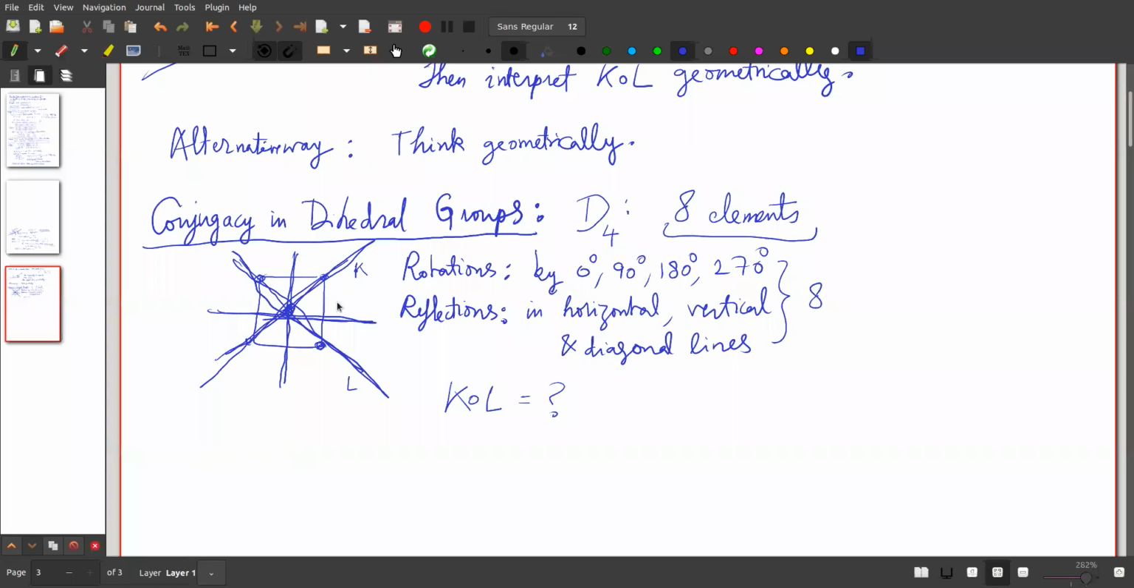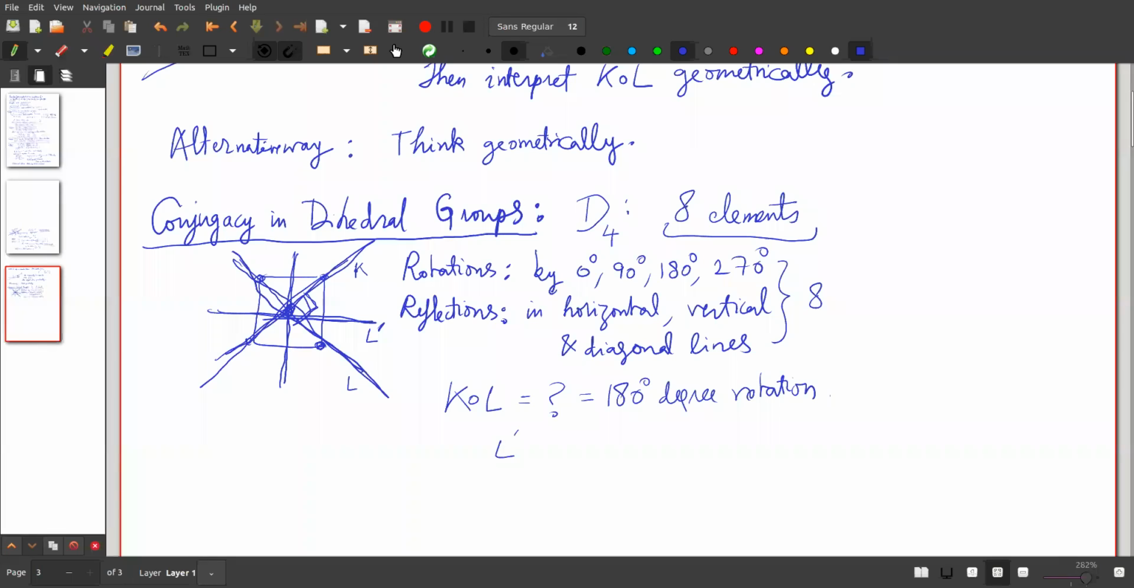We have seen that if these lines are at a 90-degree angle, then when I do L and K, the result is rotating by 180 degrees. So this is just the 180-degree rotation. It doesn't matter whether it is clockwise or anti-clockwise. And here, let me take L prime to be this.